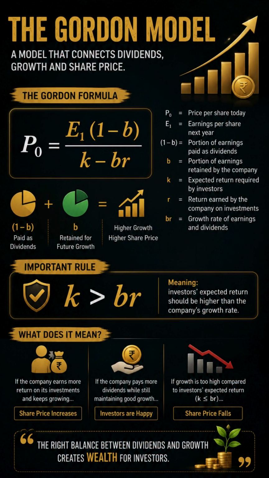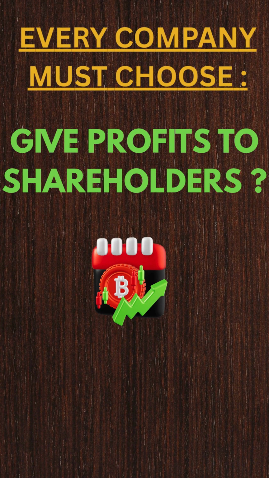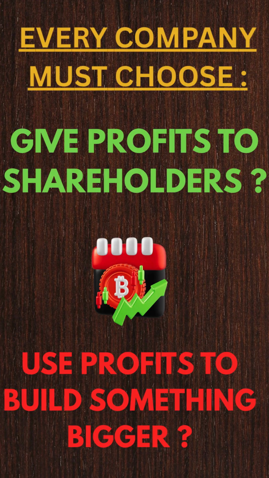Here you can see Gordon's formula, an important rule used by him. This rule implies that investors' expected return should be higher than the company's growth rate. In the end, every company must choose: give profits to shareholders, or use them to build something bigger.